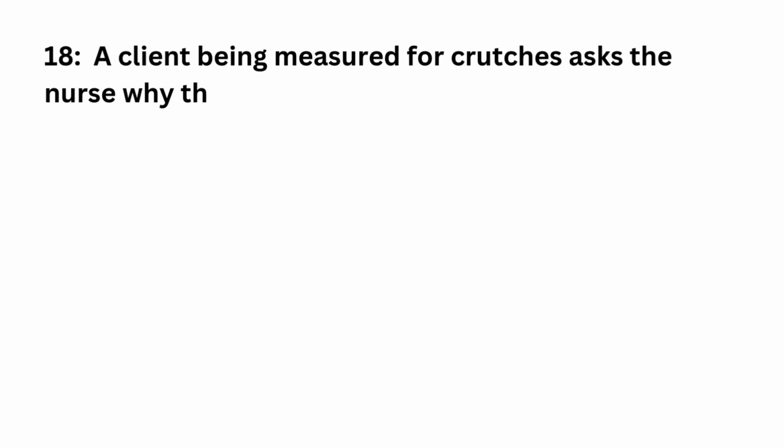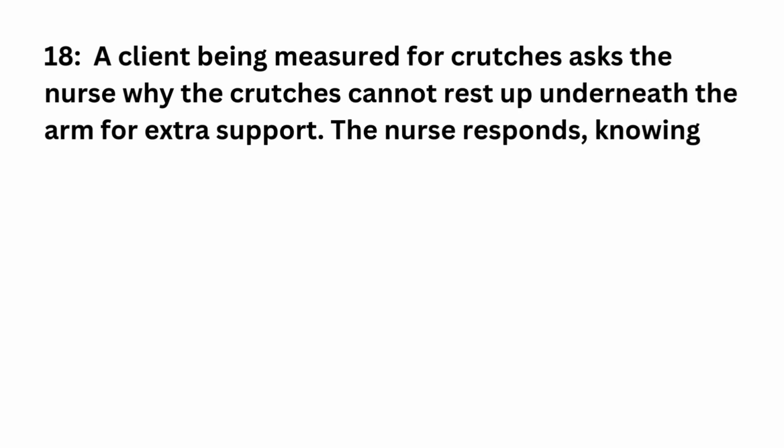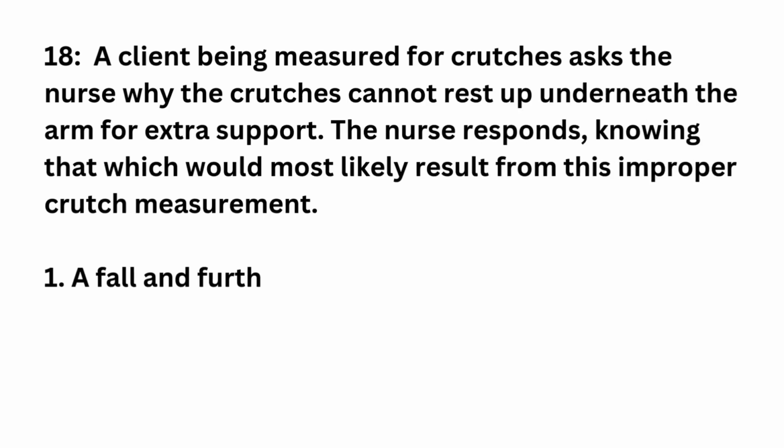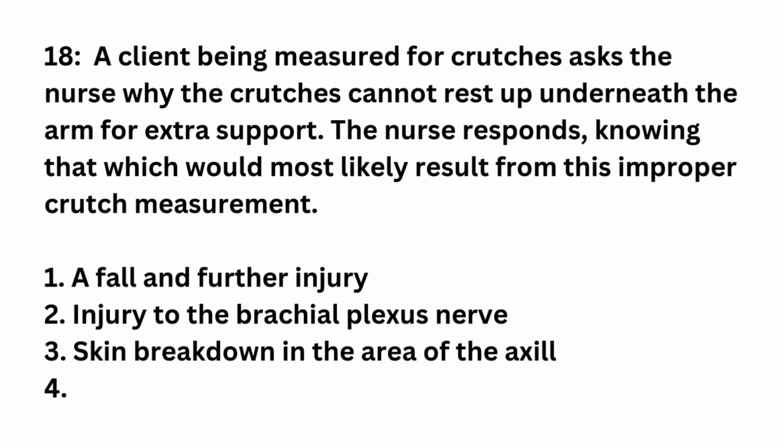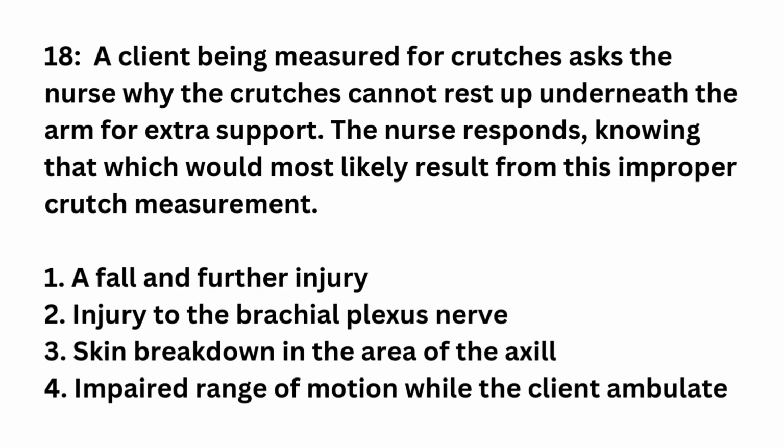A client being measured for crutches asks the nurse why the crutches cannot rest up underneath the arm for extra support. The nurse responds, knowing that which would most likely result from this improper crutch measurement. 1. A fall and further injury. 2. Injury to the brachial plexus nerve. 3. Skin breakdown in the area of the axilla. 4. Impaired range of motion while the client ambulates.